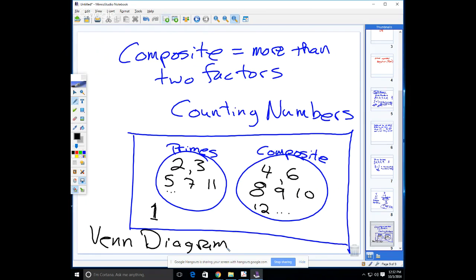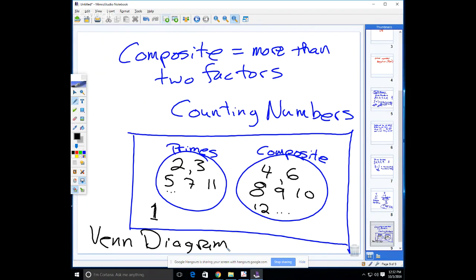So in logic, we have the logical operator called AND, right? And we just thought about, can you have a number that is prime and composite? So where do the prime numbers and the composites overlap? They don't overlap. Can you have a number that is not prime and not composite? Yes. 1. Yeah, that one works.